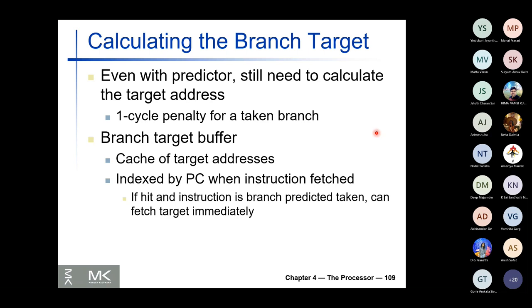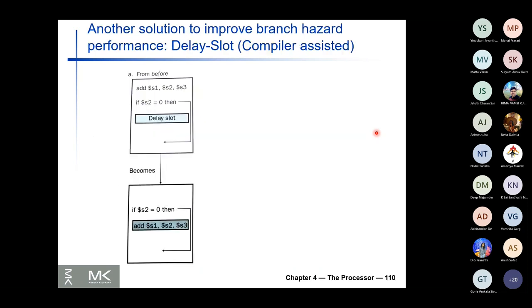Now, this is a separate cache, which is not part of your main memory. It is specifically designed to hold the branch target addresses. So instead of computing, you can just fetch the target address if there is a hit, and if the predicted branch is taken, then you can fetch the target immediately without waiting for the address computation. Anyway, these are minor modifications by which you can improve the performance. So this is one thing.